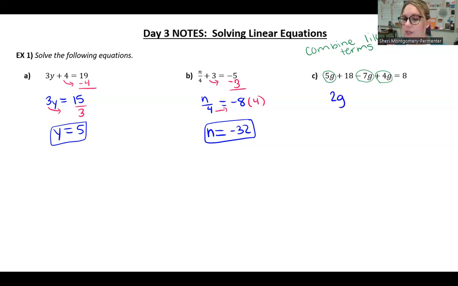So because I was working all on the same side when I was combining like terms, I don't have to worry about it, I don't change the sign. If you don't move across the equal sign, you don't change the sign. Thank you.